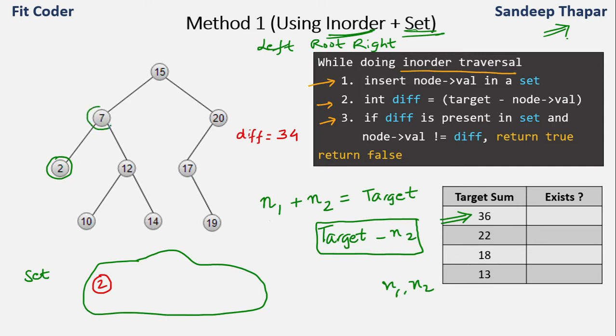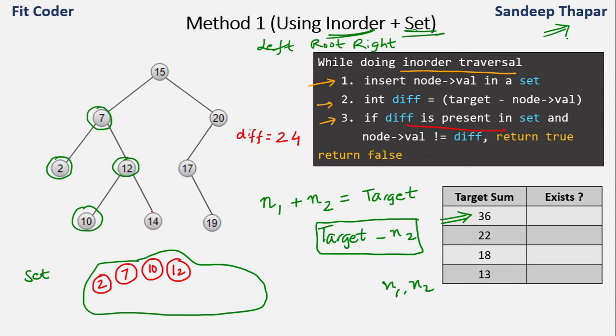So next we come across node 7. We insert node 7 in the set and we compute the difference of 36 minus 7, which is 29. So 29 is not present in the set. So we continue the in-order traversal and we come across node 10. We insert node 10 in the set and we compute the difference. 36 minus 10 is 26. Now 26 is not present in the set. So we come to the next node in the in-order traversal, which is 12. We insert 12 in the set and we compute the difference, which is 24. 24 is not present in the set.